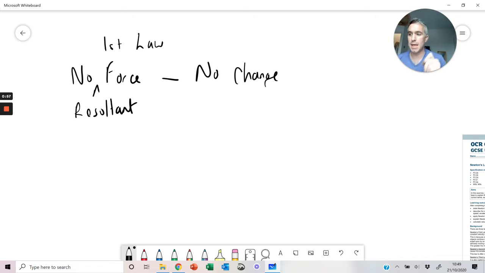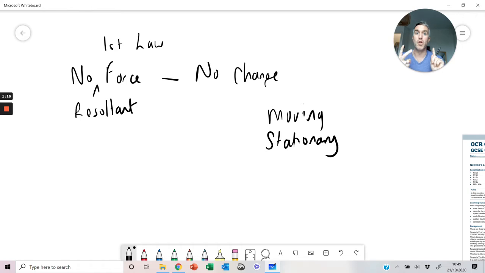So, if you have something and it is either moving or it is stationary, and you have either no force or no net force, which means forces cancel out, nothing happens. And that makes sense. If you don't have a resultant force, why would you expect something to change? Why would something change if there was no forces? So, that's what this means. Let's talk about the resultant force.